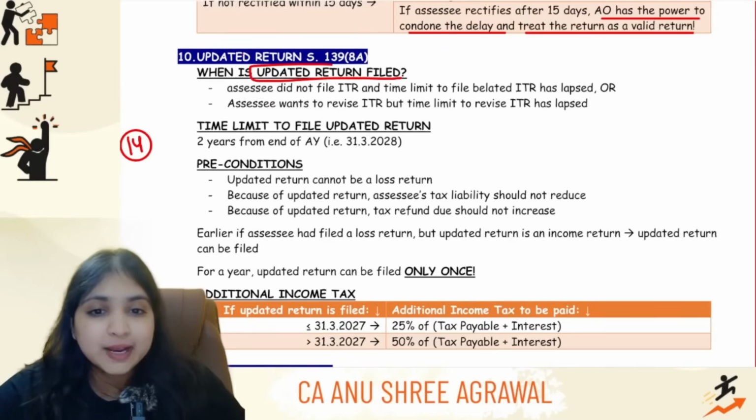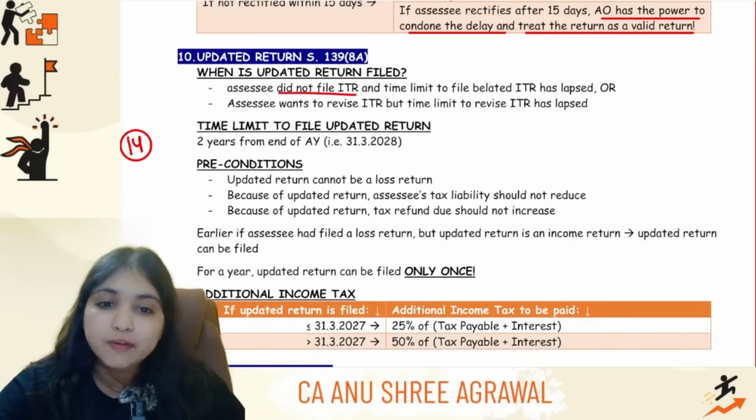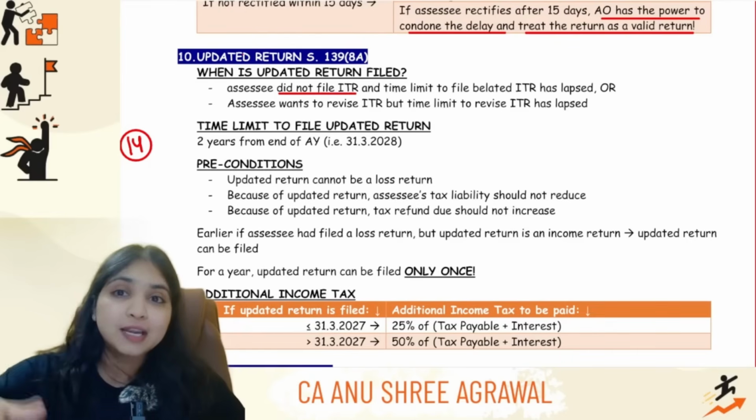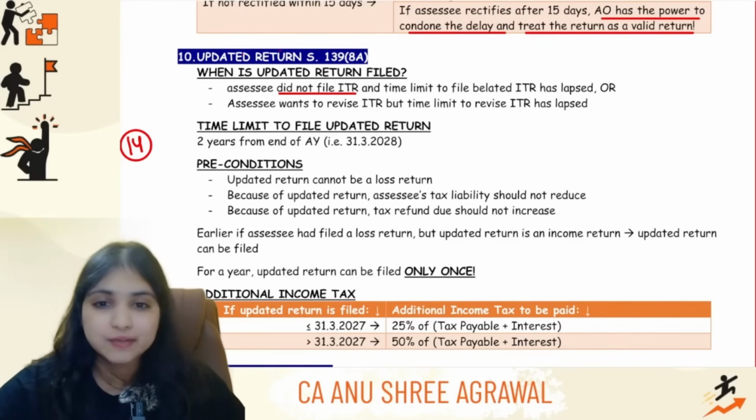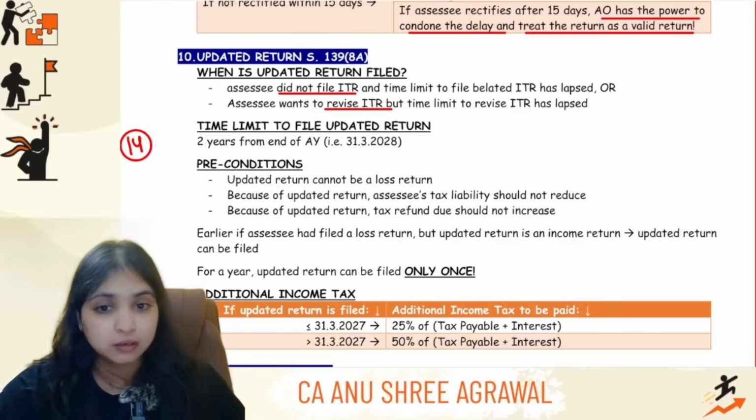See, when do you file the updated return? Only in two situations. Situation number 1, you did not even file the ITR. The 139(1) due date has lapsed. Even the belated return due date has lapsed. After that, if you want to file the return, the only option you have is updated return. Second situation, you want to revise the return. If you want to revise the return, the time limit is 31st December 25, we just saw, guys. But that date has lapsed. After that date, if you want to revise the return, your only option is updated return. So in these two cases only, we file updated return.